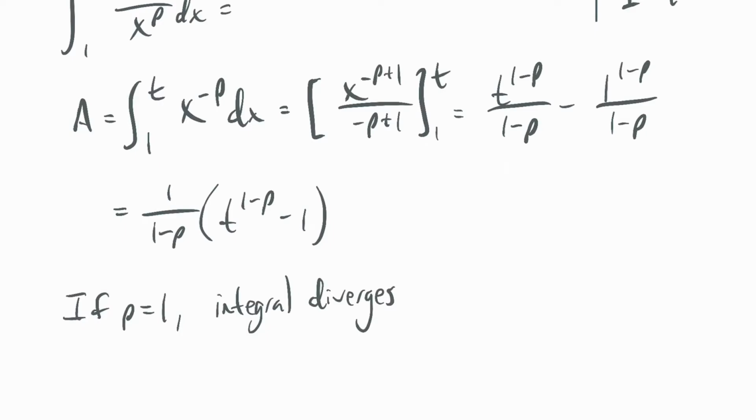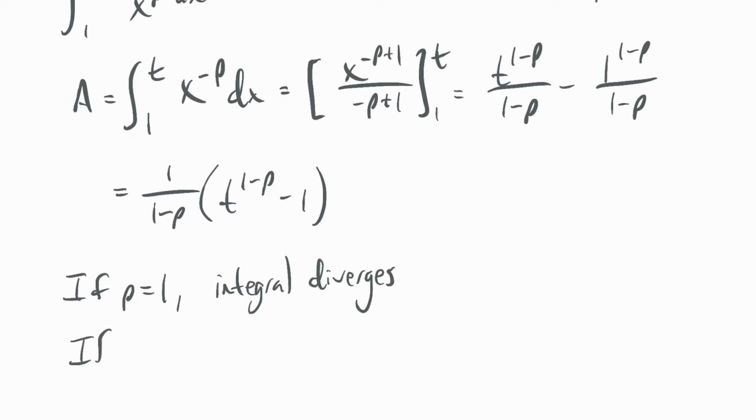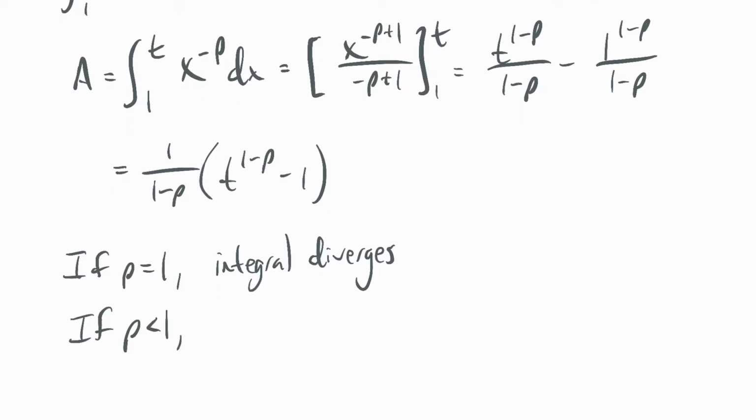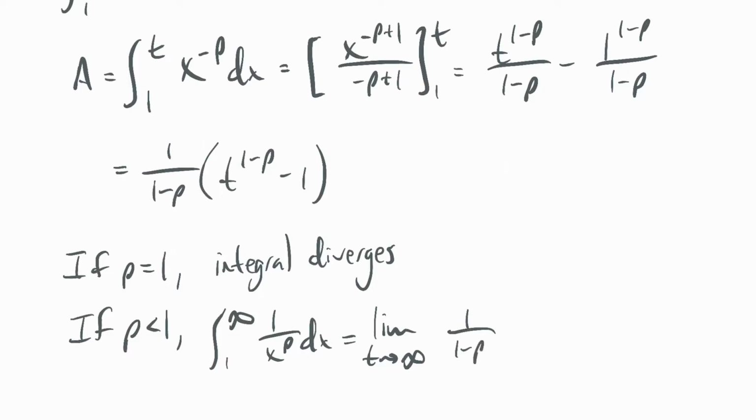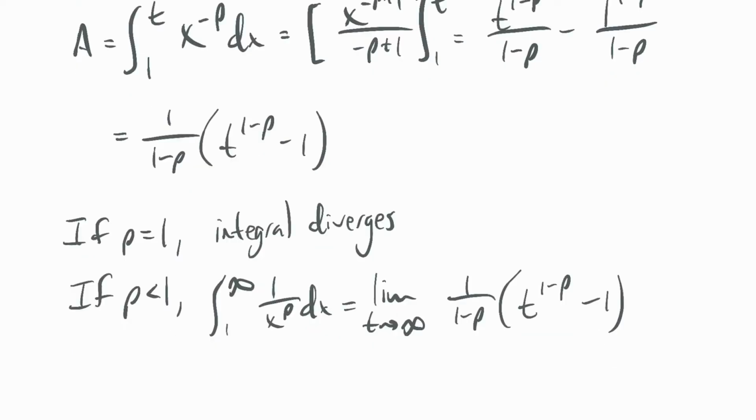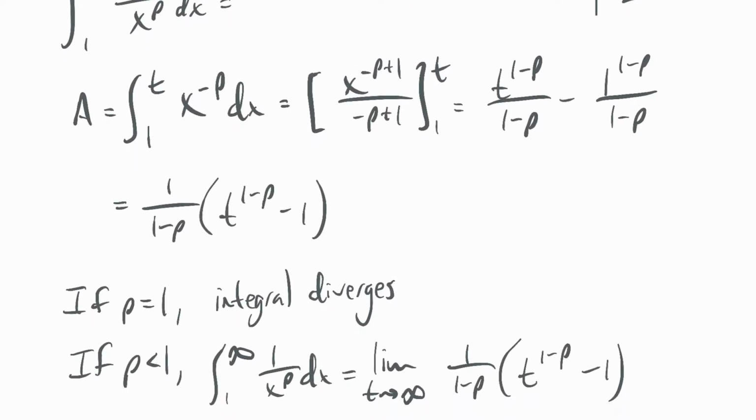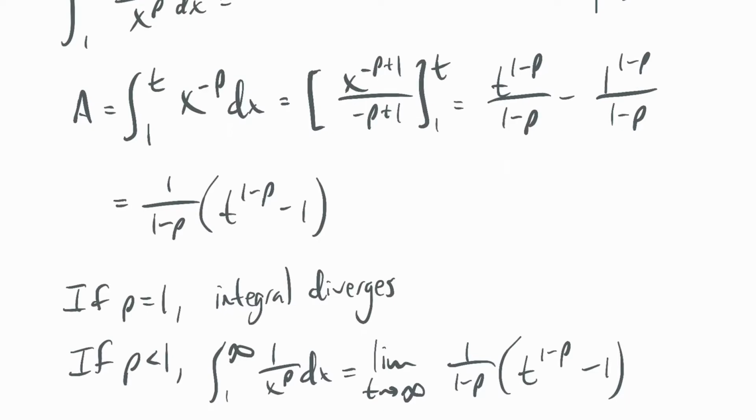It doesn't exist. We don't get anything. If p is less than 1, okay, well then the area we're looking for, the integral from 1 to infinity of 1 over x to the p dx, is going to equal the limit as t goes to infinity of 1 over 1 minus p times t to the 1 minus p power minus 1.